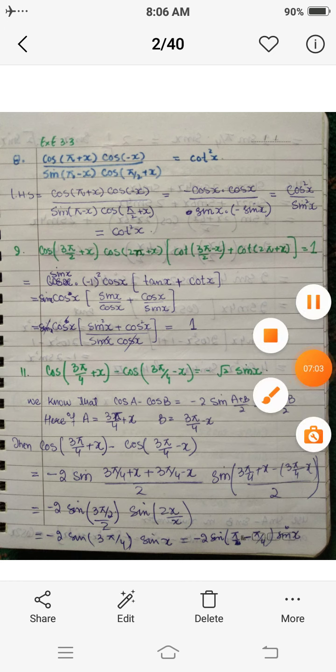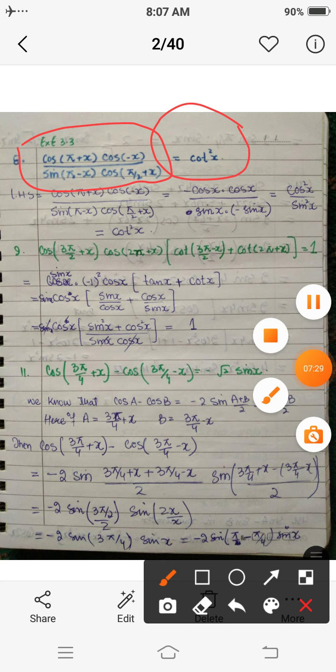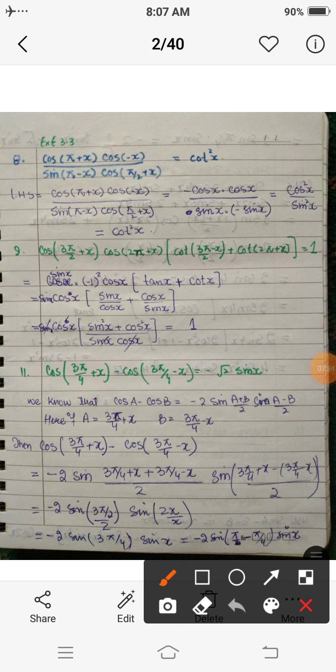Now another question is, we have to prove that cos(pi plus x) into cos(minus x) upon sin(pi minus x) into cos(pi by 2 plus x) is cot square x. It is cot square x. We will take the LHS. Now LHS is here, this one, cos(pi plus x) cos(minus x) upon sin(pi minus x) into cos(pi by 2 plus x).